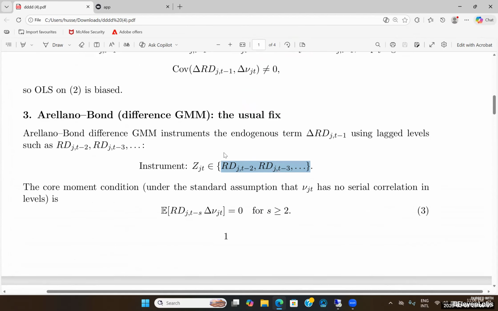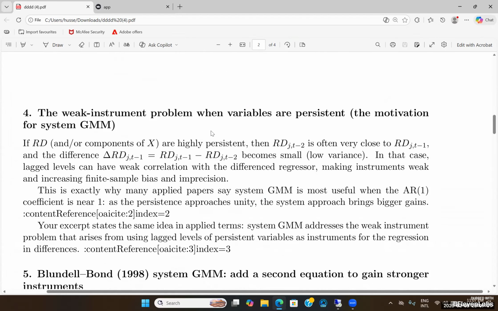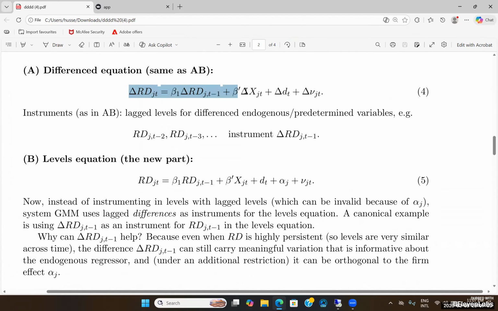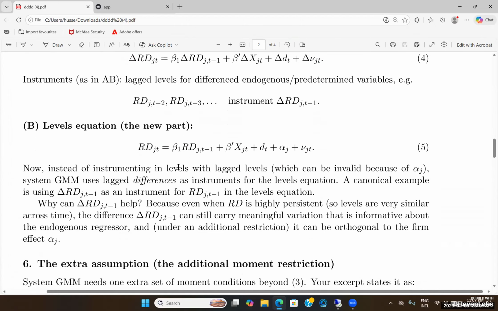Now, the system GMM approach will incorporate an additional set of equations. So we will include the difference equation, which constitutes the Arellano and Bond component, but we will also introduce another equation, specifically known as the level equation. For this level equation, we intend to utilize the raw level of R&D data without any differencing applied. This particular equation presents a significant challenge, primarily because the approach of instrumenting variables in levels, especially when incorporating lagged levels, inherently creates a difficulty. This issue arises due to the presence of the firm fixed effect, which complicates the estimation process.